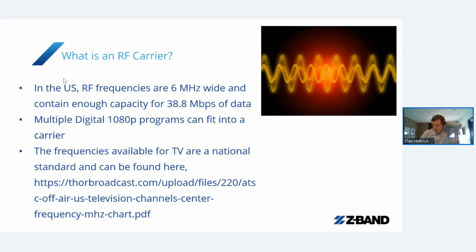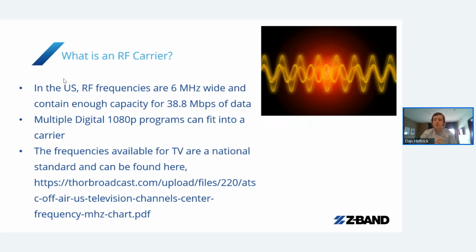So, that first question, where is that channel? Well, the first question that we have to answer there is, what actually is an RF channel? So when you're tuning your television, you go through, you do your channel scan, you get 2.1, 2.2, 2.3, 3.1, 3.2, 3.3. What you're seeing there is a representation of RF frequencies. Each of those RF frequencies are exactly 6 megahertz wide, and they're capable of carrying enough capacity for 38.8 megabits per second of data.